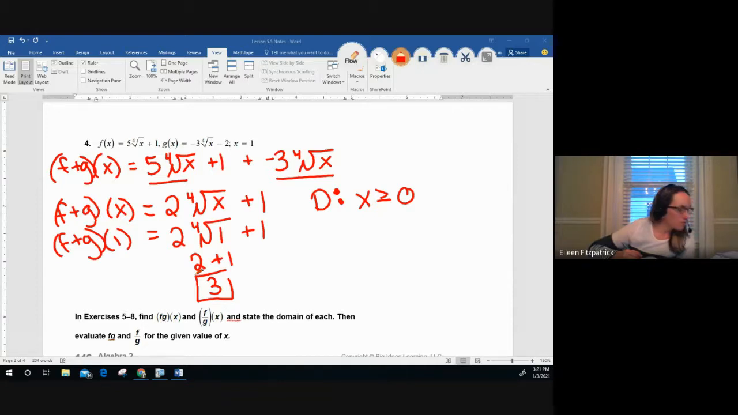Nope, I have an error in my notes, I believe. Plus, right? It's a plus there. Okay, because for some reason in my notes I subtracted 1. Not sure why. I think that's just an error on my part. Okay. All right, so now let's do f minus g of x.